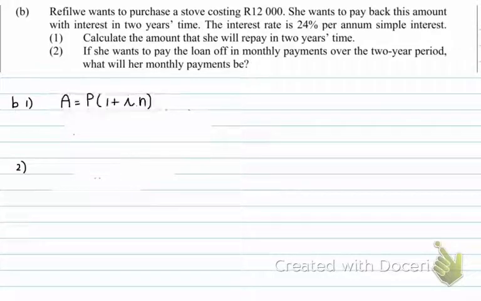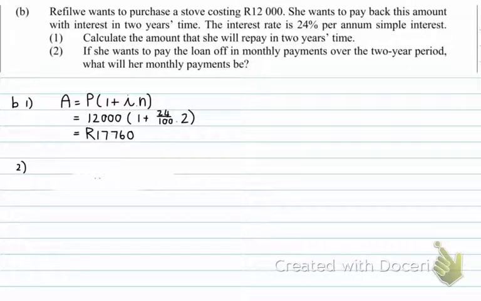Okay, simple interest, we use that formula. P will be the value of 12,000, sorry. I will be 24%. And N will be 2 years. There we go. If you calculate that on your calculator, you will get an answer of 17,760 Rand that she will have to repay after those 2 years.